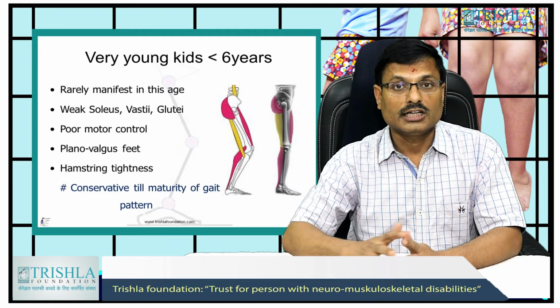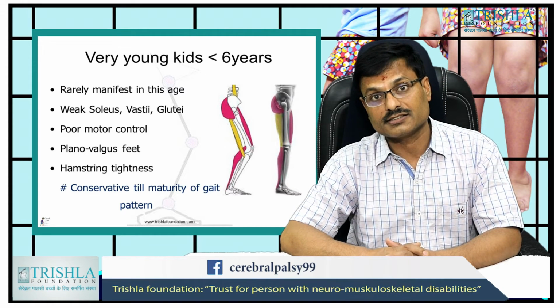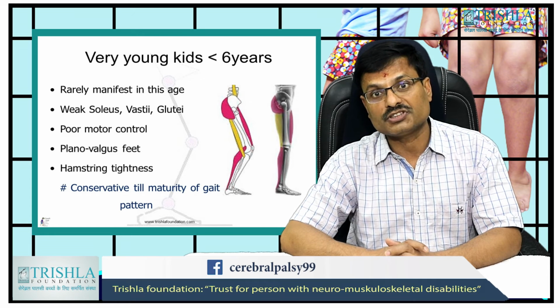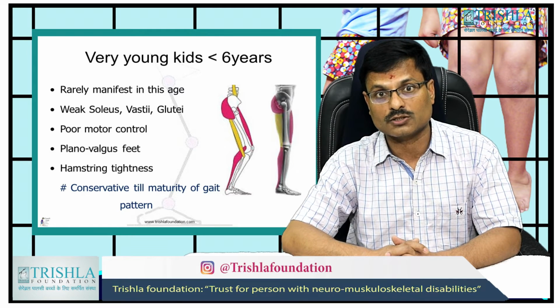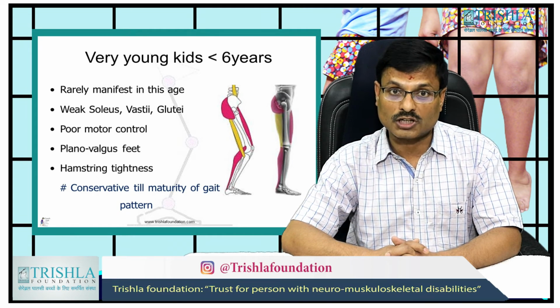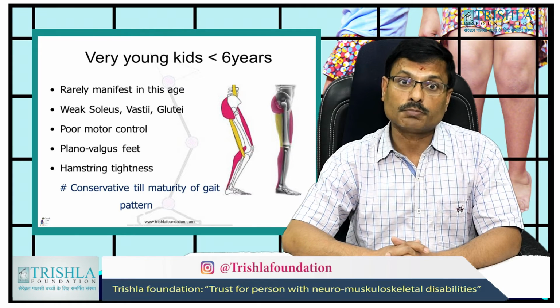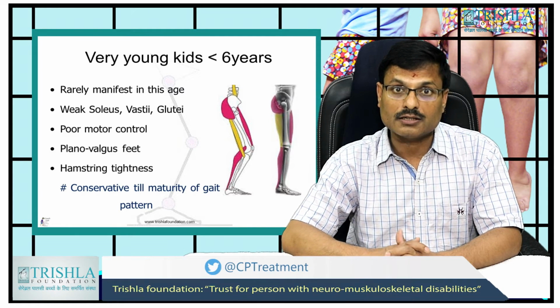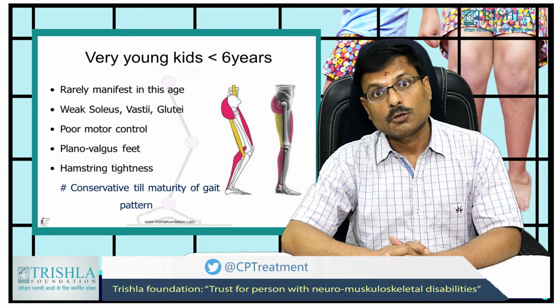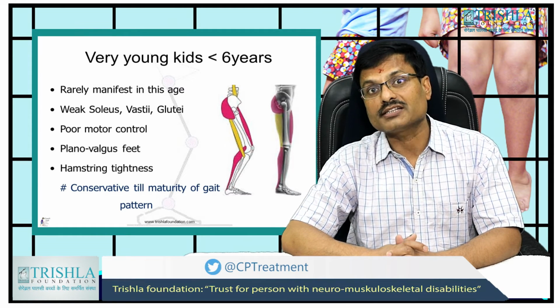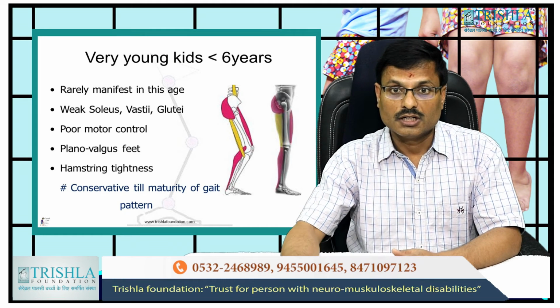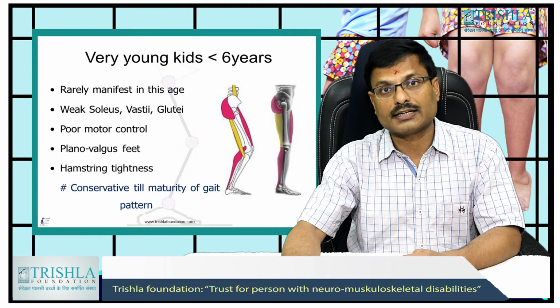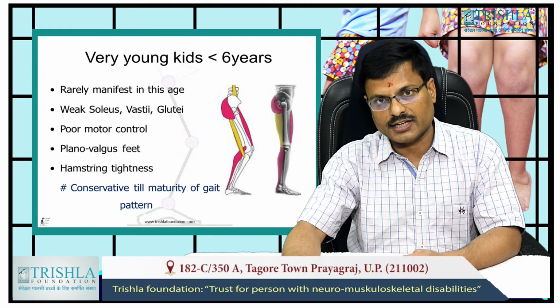Treatment is based on the age of the child, the remaining period of growth, GMFCS level, etiology and associated problems. If the child is very young, less than 6 years of age, it rarely manifests at this age. If it does manifest, because of weak soleus, vasti and gluteus, they can have poor motor control. The child can have planovalgus feet, an obese child can have hamstring tightness, but at this age we have to manage it conservatively. Surgical decline should be given to the child and surgery should be deferred till the age of 7 to 8 years, till the maturity of the gait pattern, which can happen at 7 to 8 years of age.